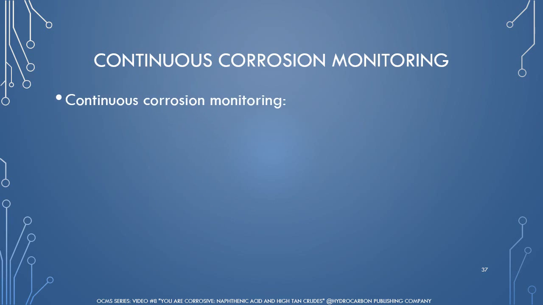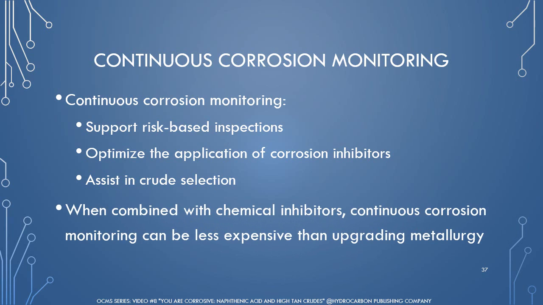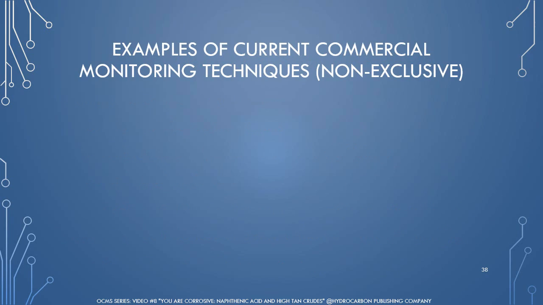Continuous corrosion monitoring may be applied to support risk-based inspections, to optimize the application of corrosion inhibitors, and to assist in crude selection. In combination with chemical inhibitors, it can be a less expensive option than upgrading metallurgy. Payback time can be just a few weeks, and the monitoring may be intrusive or non-intrusive. Intrusive monitoring involves local measurements and is most useful in cases where corrosion is uniform. Here is a non-exclusive list of current commercial monitoring techniques.